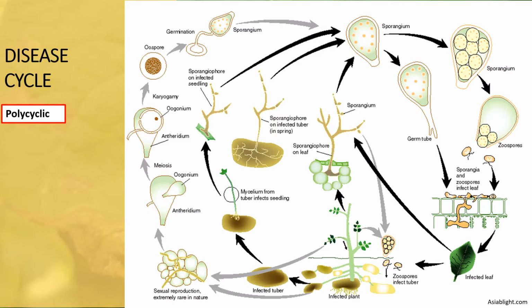Let's move on to looking at the disease cycle. As with early blight, late blight is a polycyclic disease. This means, firstly, that secondary inoculum is produced through the season, and this inoculum allows the pathogen to complete more than one disease cycle, many disease cycles, in a growing season of the plant. So you can see in this disease cycle that secondary inoculum is produced here.